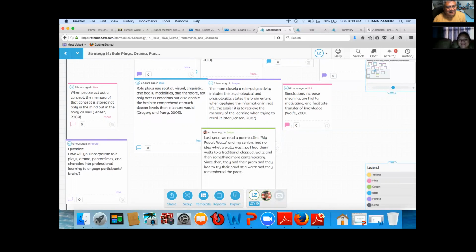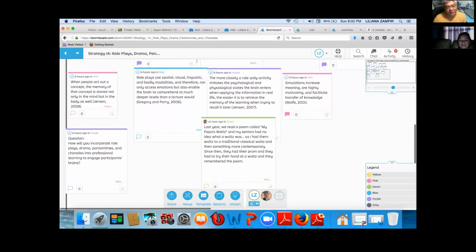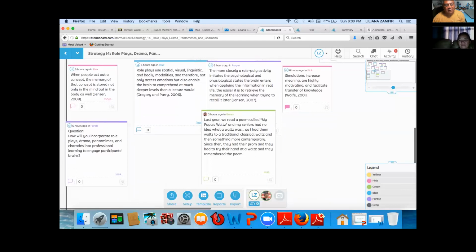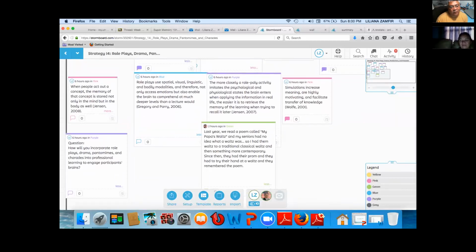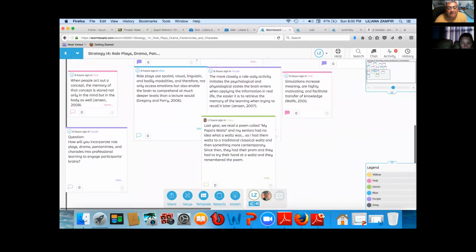Wow, that's pretty impactful. I like this. I agree with you, role playing and getting them up to move works wonderfully. Yeah, the physical implication is very powerful for the brain.